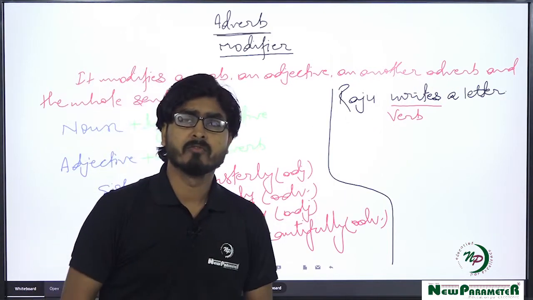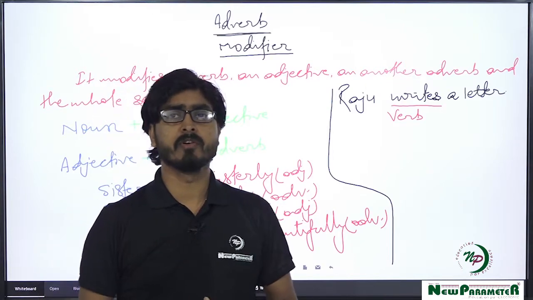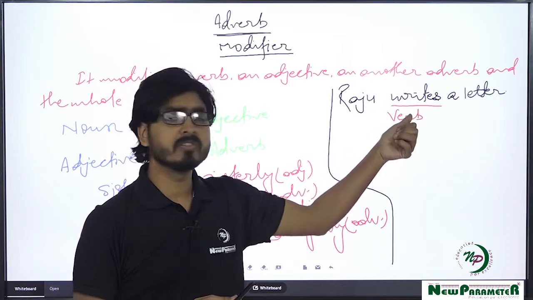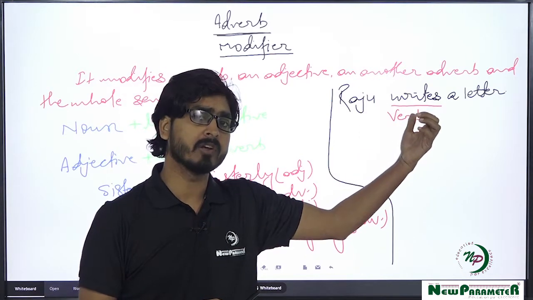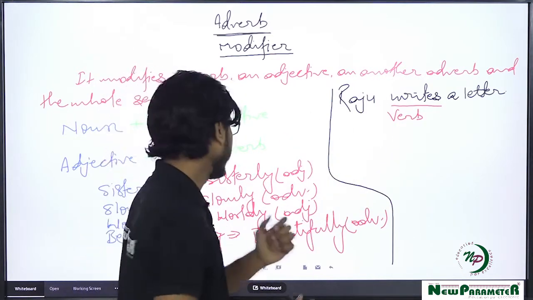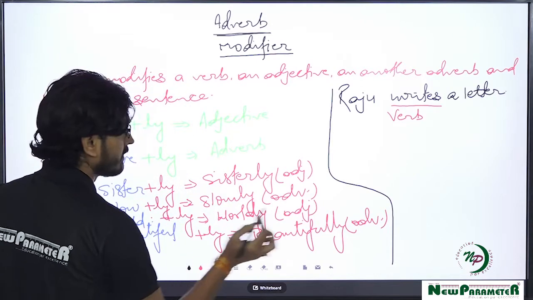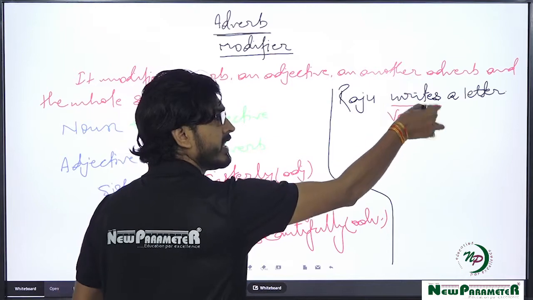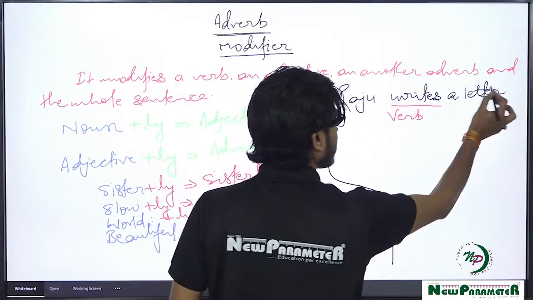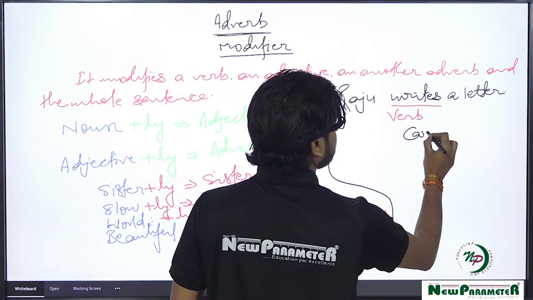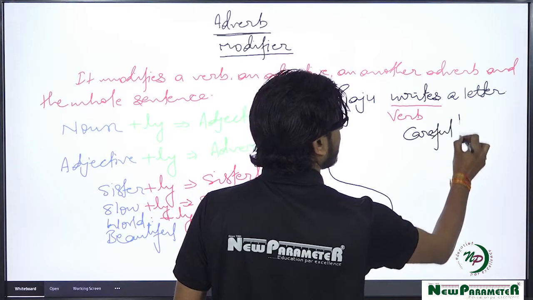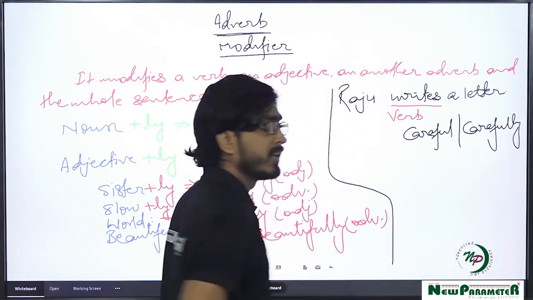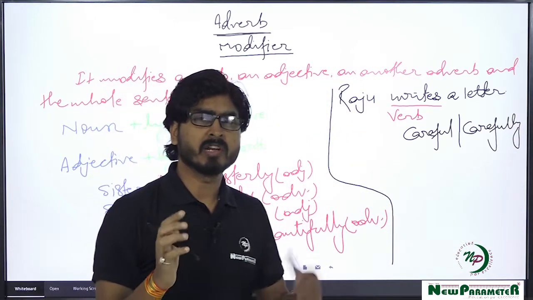Now if I ask, what is the way of writing? We don't have the way of writing. We don't know how Raju is writing or how Raju writes. So now I'm just giving details, or you can say I'm trying to modify the way he writes. Raju writes a letter, careful and carefully. Now we know careful is not a name.